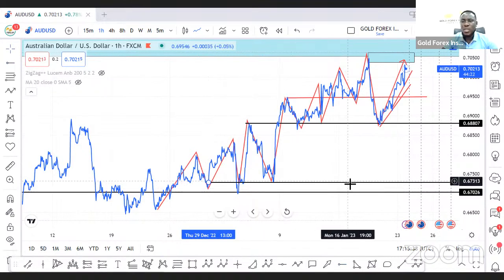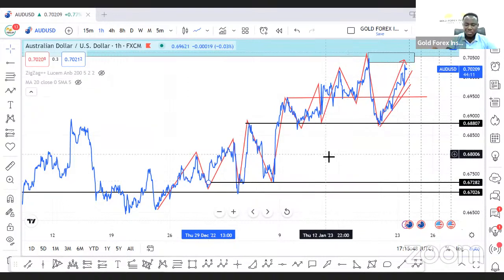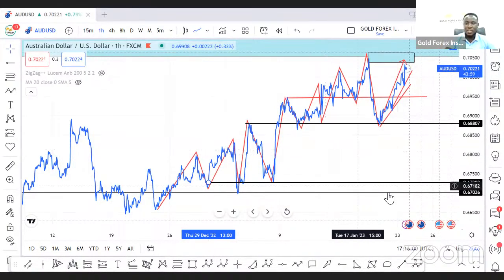Okay, so it depends on the kind of analysis you want, whether you want to use basic price action or you want to use harmonics. I've not used Elliott waves in everything that we want to do over here because Elliott wave is more advanced and people might get confused over here. So I'm just using simple price action and harmonics over here.